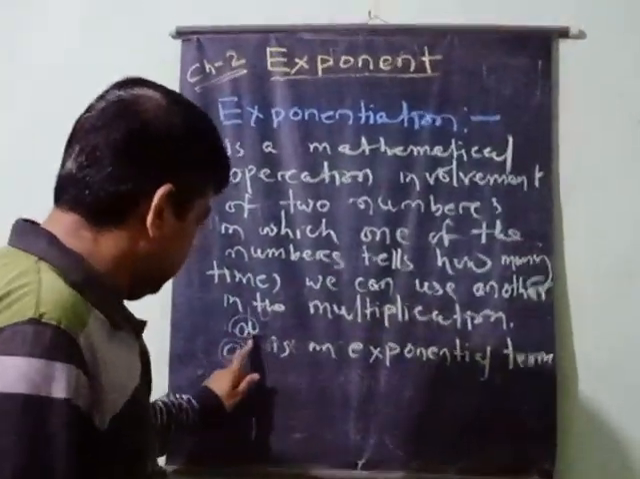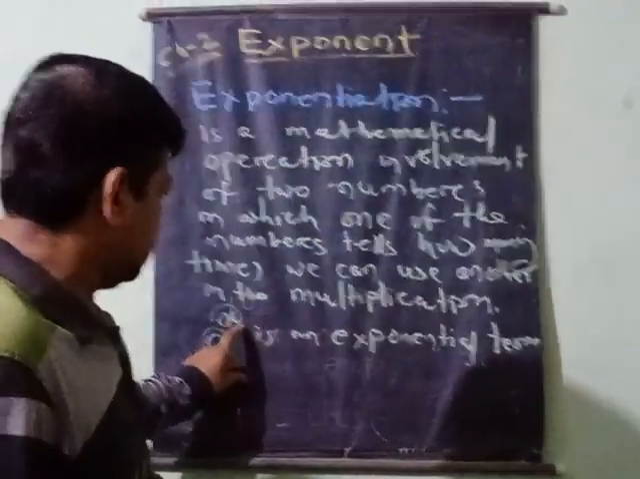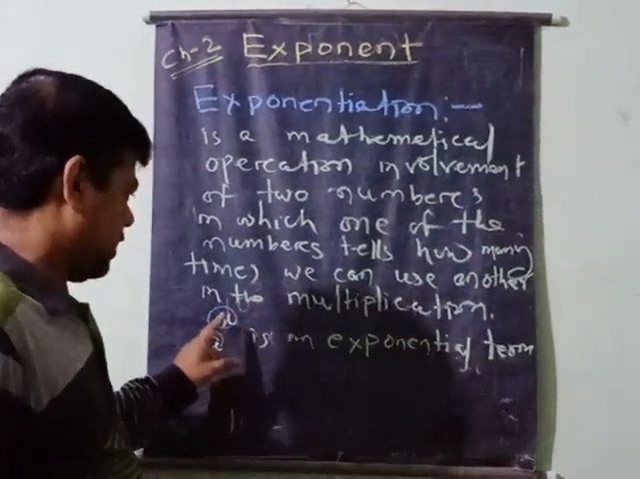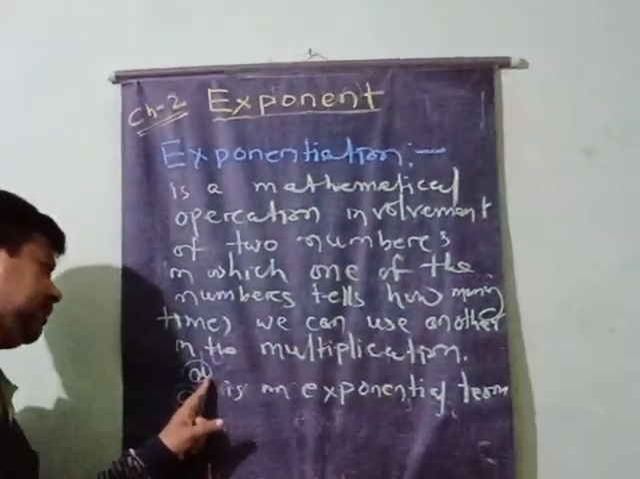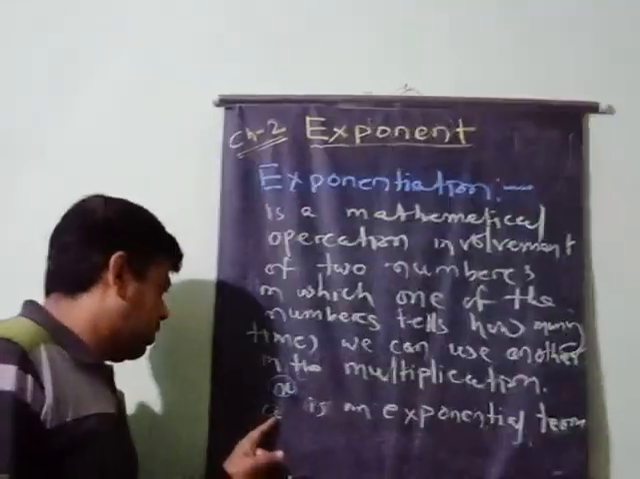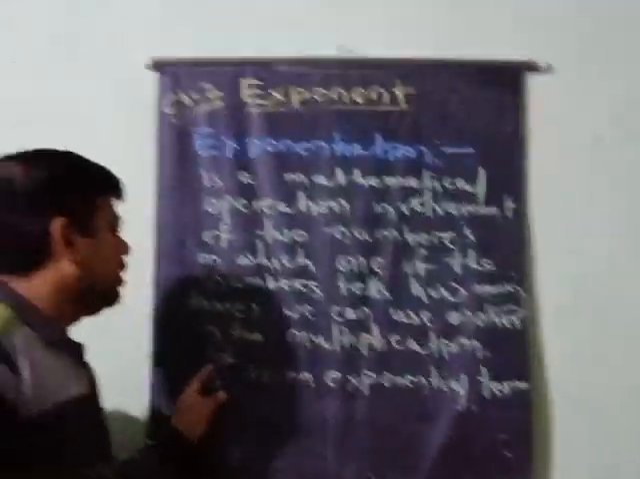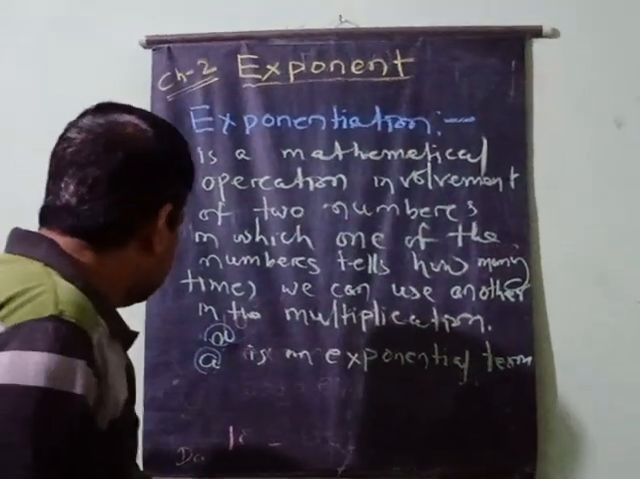Okay. Similarly, this is called what? Exponent. Once again, let me repeat. The exponent x is a variable. Define exponent: the exponent is a variable which tells how many times we can use the number or variable a in the multiplication. Okay. Understand?